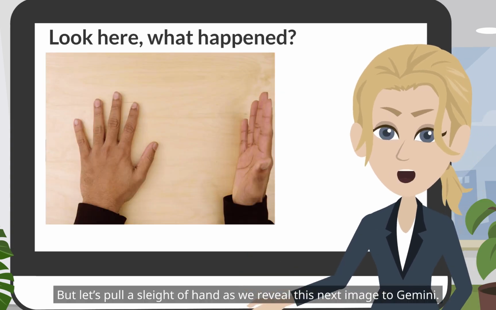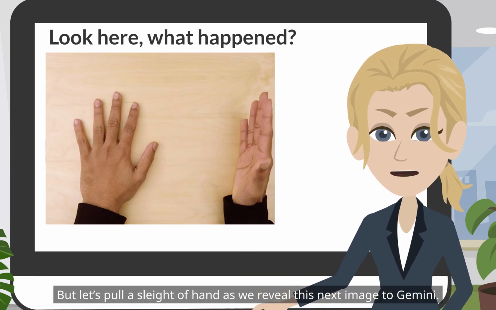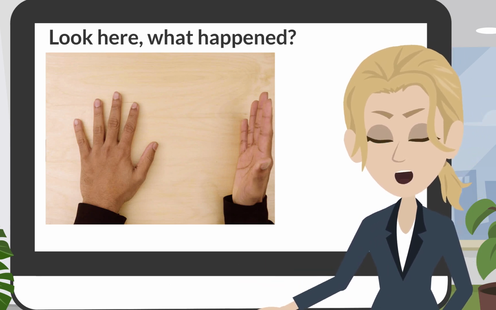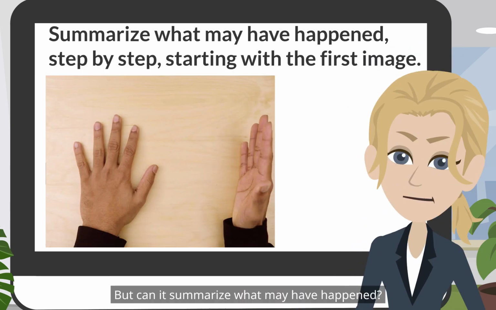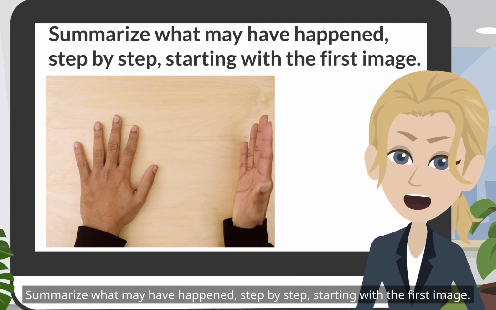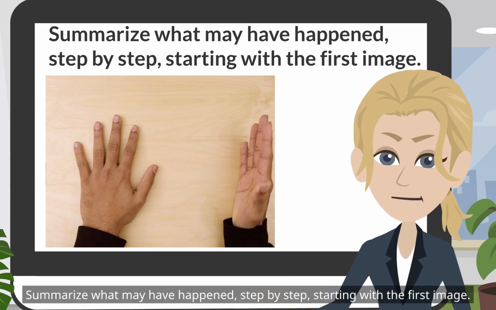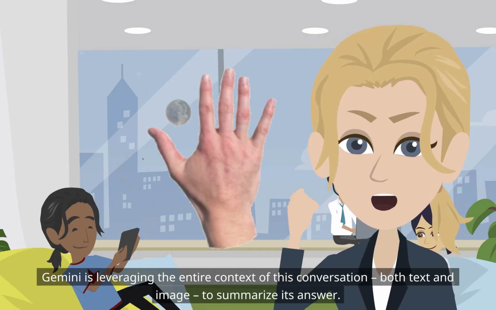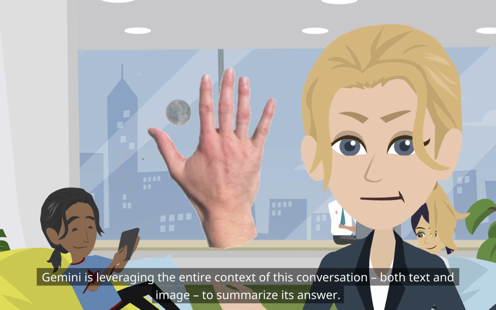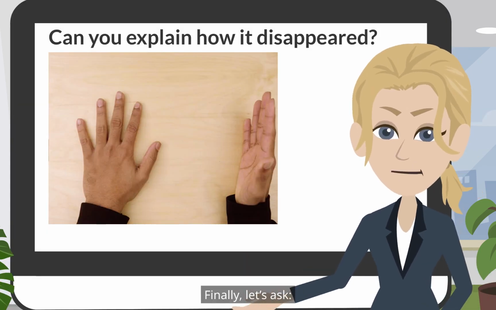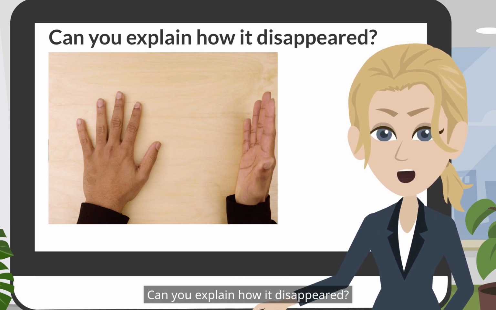But let's pull a sleight of hand as we reveal this next image to Gemini. Look here, what happened? But can it summarize what may have happened? Summarize what may have happened, step by step, starting with the first image. Gemini is leveraging the entire context of this conversation, both text and image, to summarize its answer. Finally, let's ask, can you explain how it disappeared?